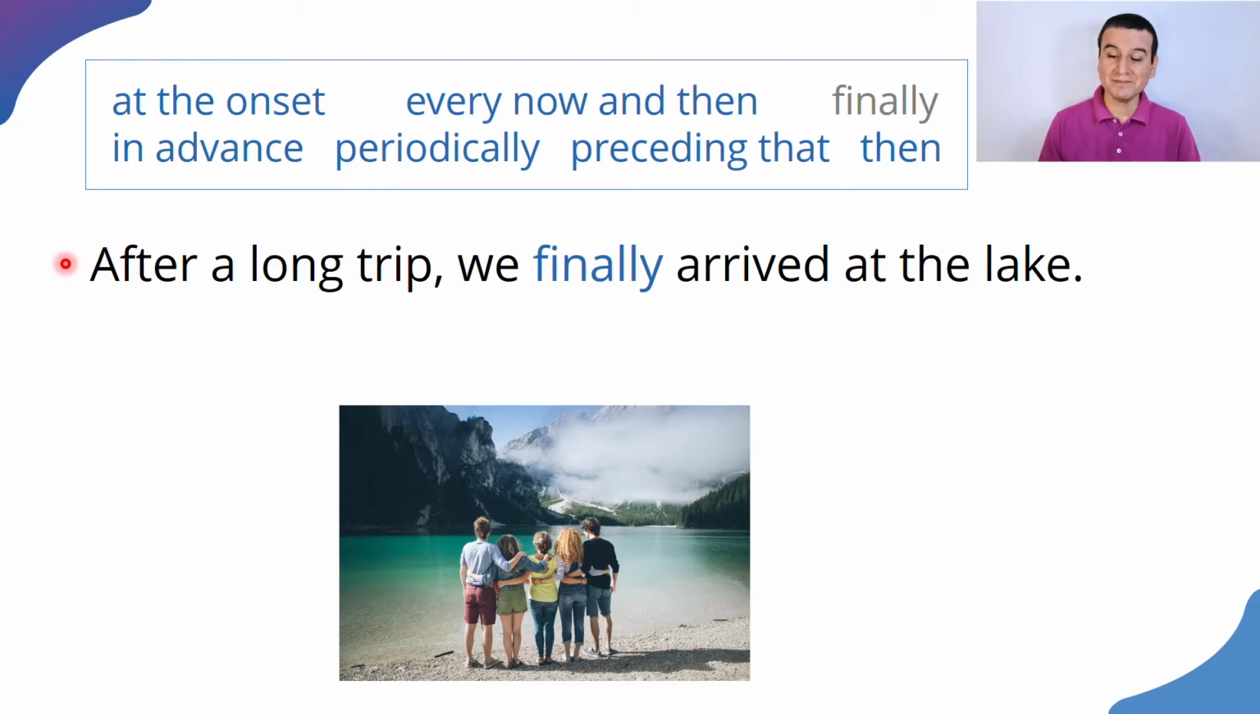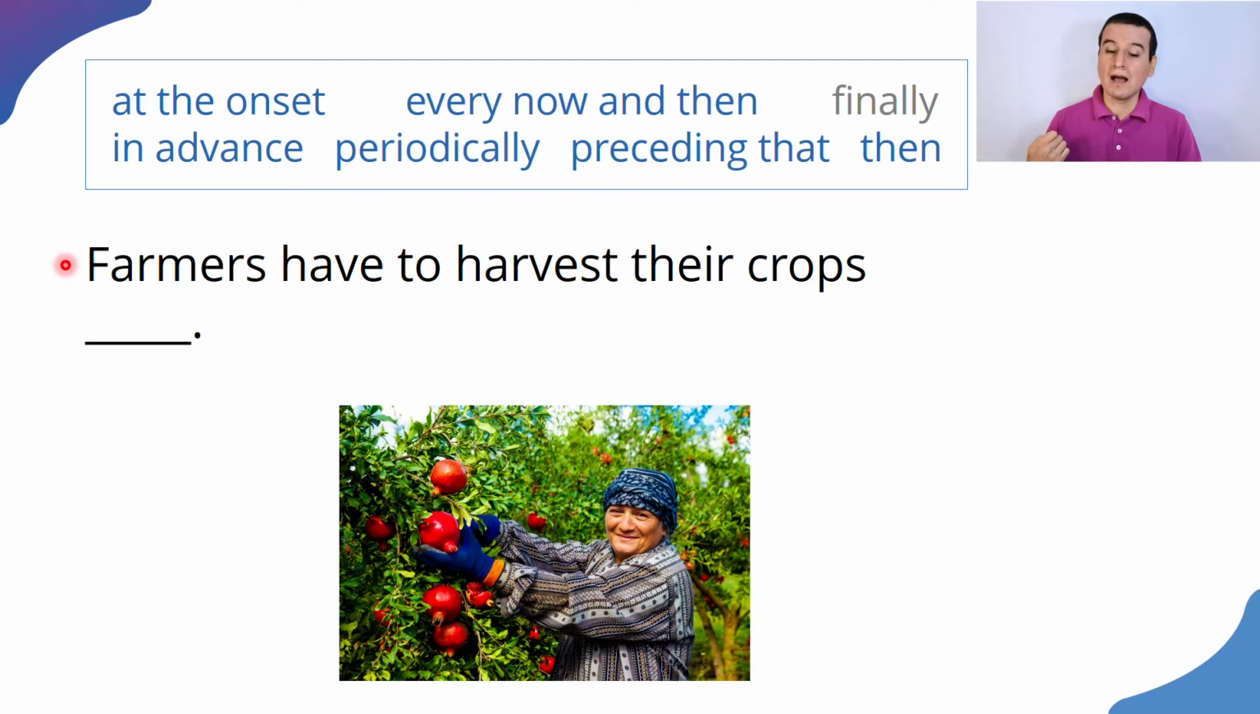You agree? All right, listen to the pronunciation of this. After a long trip, we finally arrived at the lake. Good. Short, simple, concise. Next. Farmers have to harvest their crops, when they collect the fruit of what they planted. What of those expressions helps you there? The answer is periodically. Yes, so at certain times during the year they have to harvest their crops.